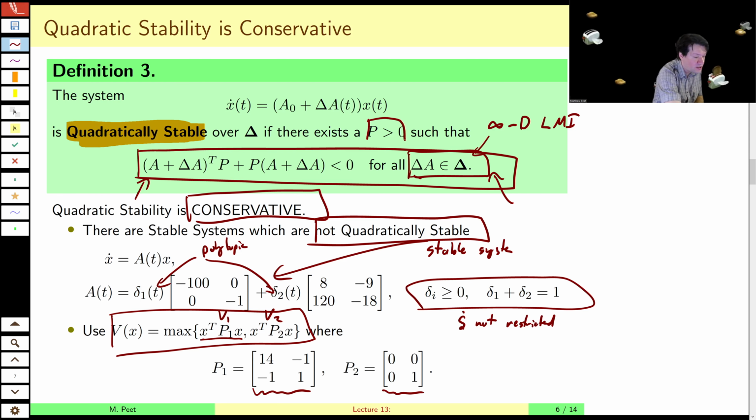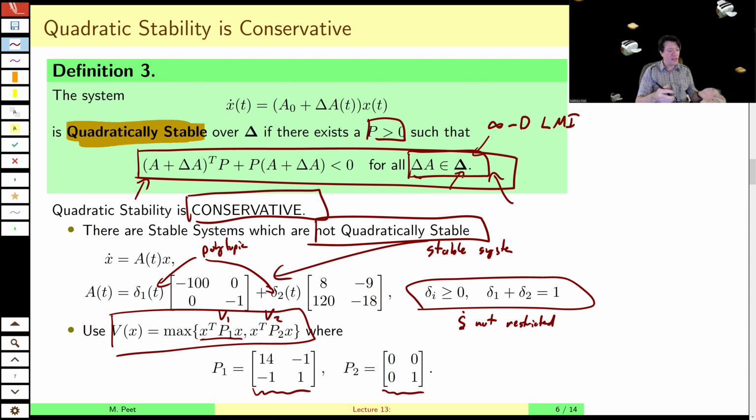This is an LMI condition for every delta A, but we would need an infinite number of them, a continuum of LMI conditions, if we wanted to enforce it for all delta A in delta. Now, in the special case of polytopic uncertainty, and in the special case of interval uncertainty, we will show how to formulate LMIs which are finite and which allow you to check this condition. But these are special cases.